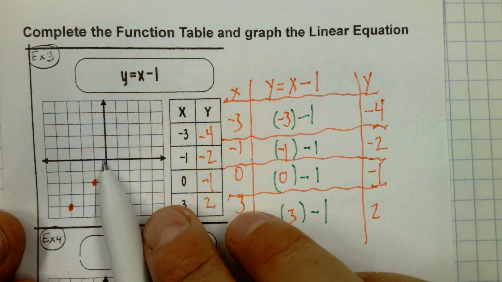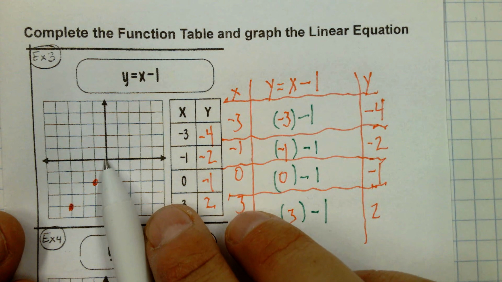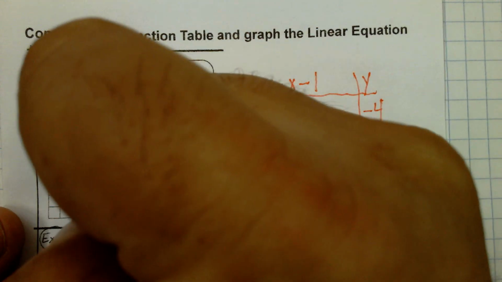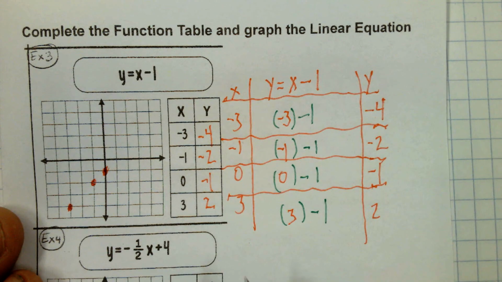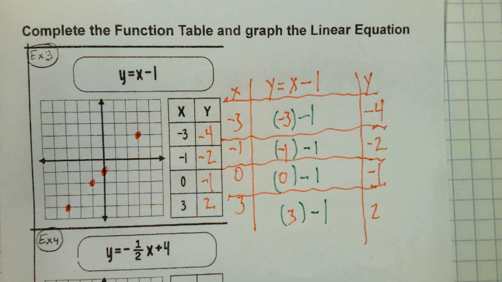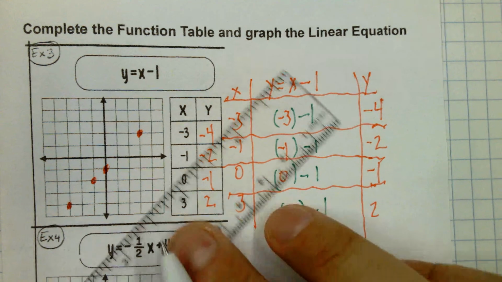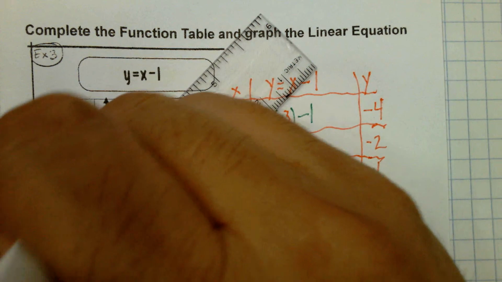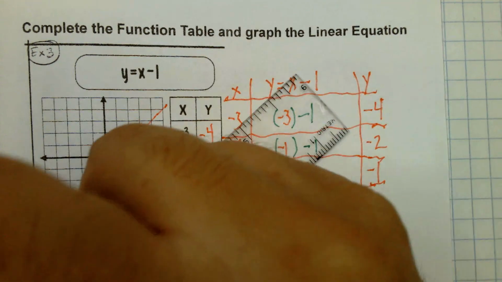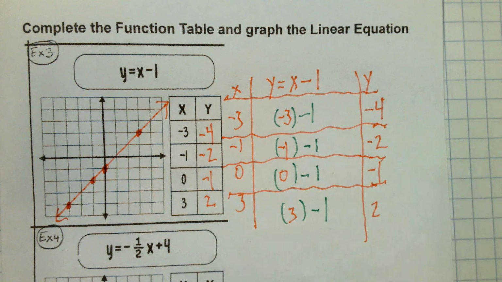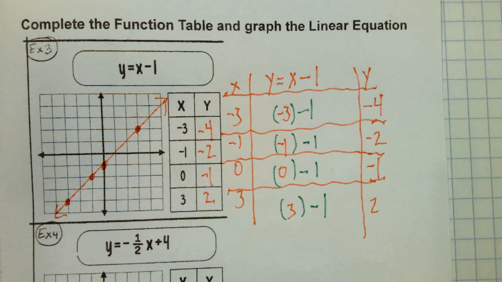0, -1. 0 for the x value says stay put, but then go down 1. Right there. And then 3, 2. 3 to the right, 2 up. Right there. So remember when you were plotting points last year like this? We're coming back to it. Okay?